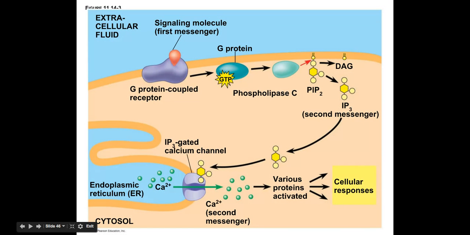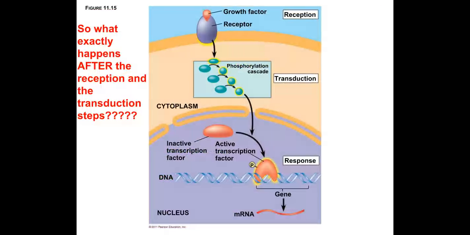So here we have a first messenger, our ligand, coming into a G-coupled protein. And now we have a signal transduction pathway that is going to involve IP3 being formed and this DAG protein. And then what happens here is this protein is now going to open up the calcium channel. And now this calcium that the cell has previously stored is going to be released to do various cellular responses.